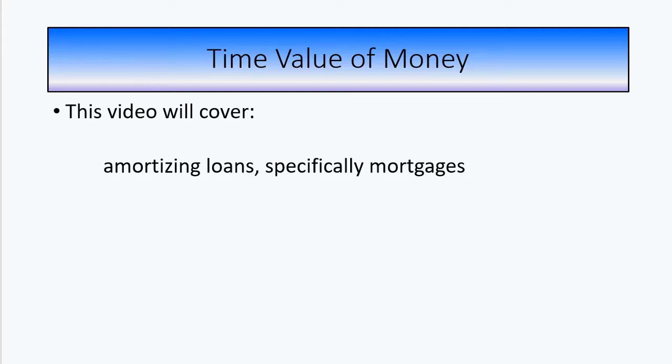This video will cover amortizing loans, specifically mortgages. Amortizing loans are loans where payments are made that include both principal and interest. So let's move over to paper and pencil and we'll start analyzing amortizing loans.